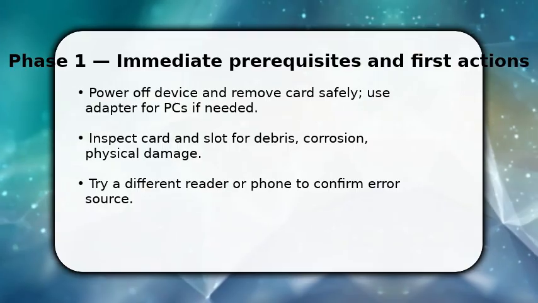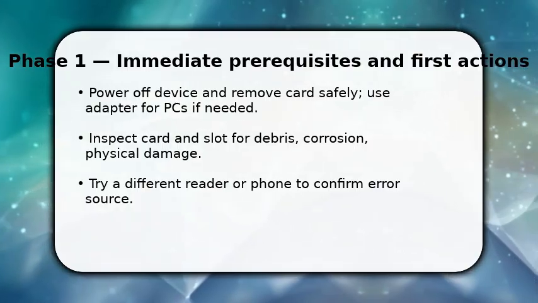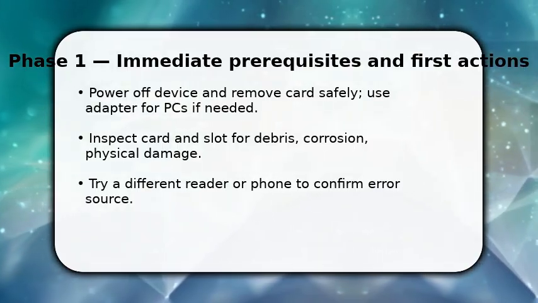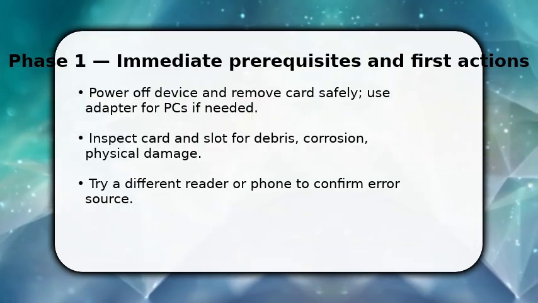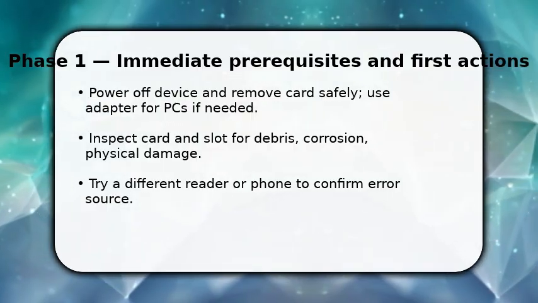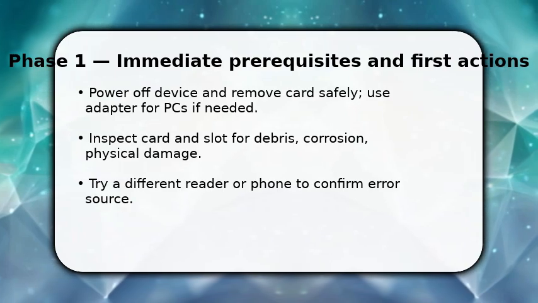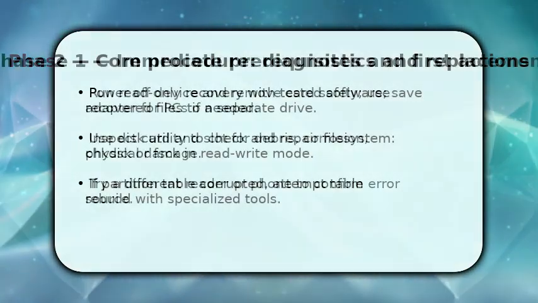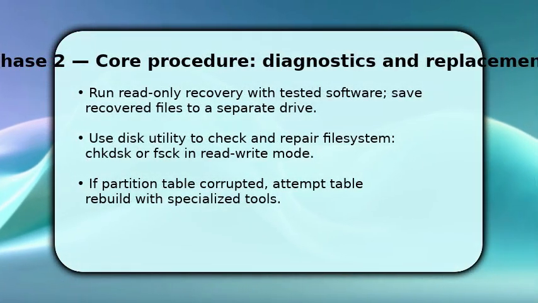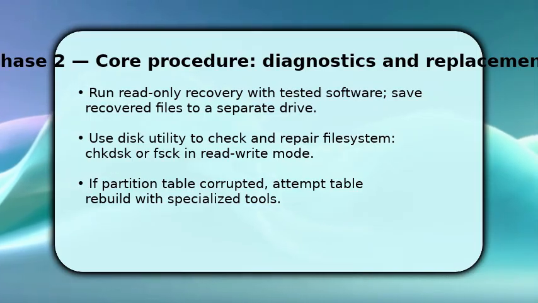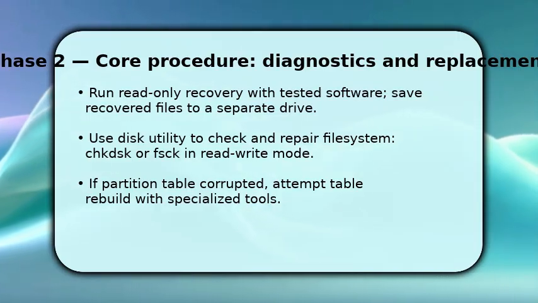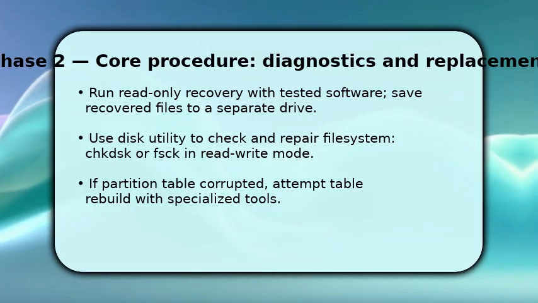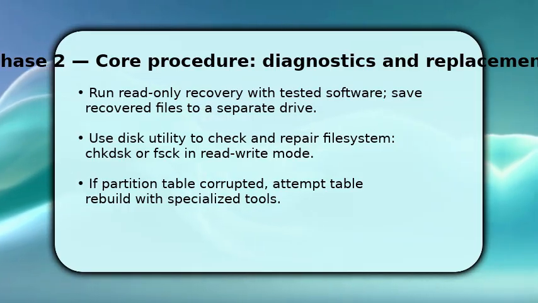This narrows options. If a different reader works, you've isolated the problem to the original device or its slot, so proceed accordingly. Next, prioritize data. Run a read-only recovery with a reputable tool and always copy recovered files to another drive, not back to the card.